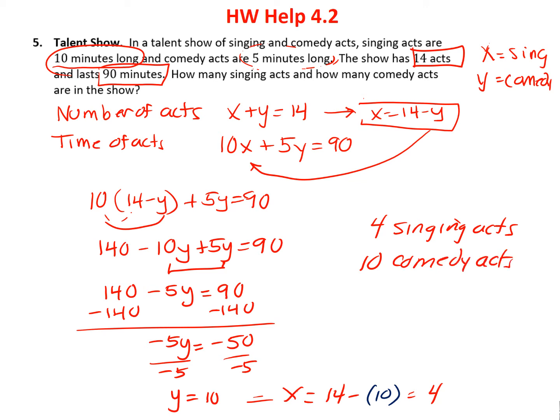Now, if I want to do a quick check, notice I use that first equation: 10 singing acts times 4 plus 5 times, there were 10 comedy acts. Notice that that's 40 plus 50, and sure enough, that adds up to 90 minutes. So I know that this is my correct answer here.